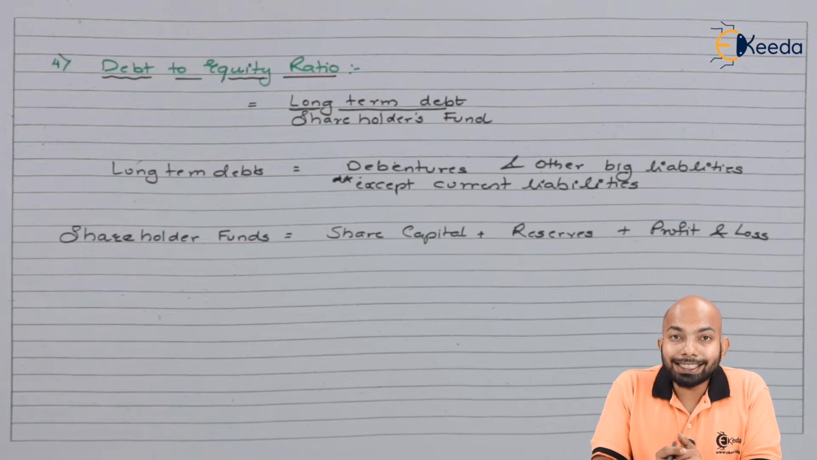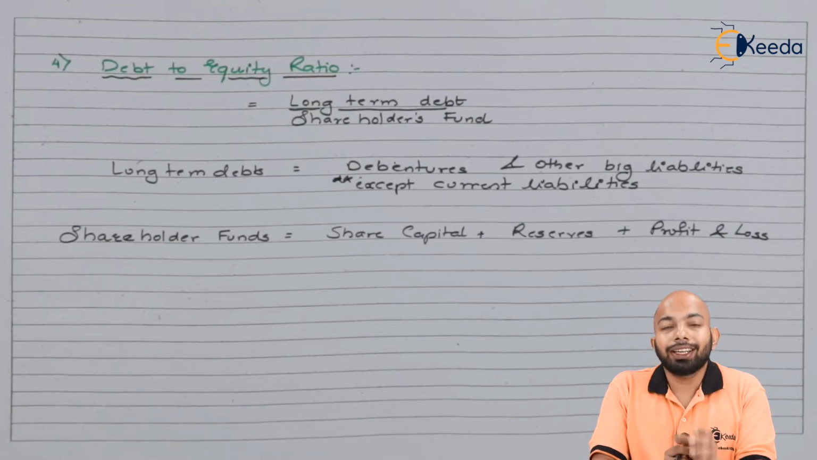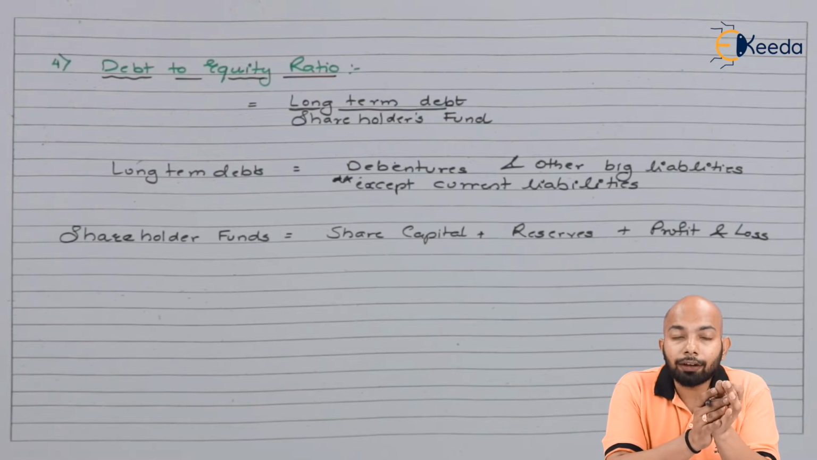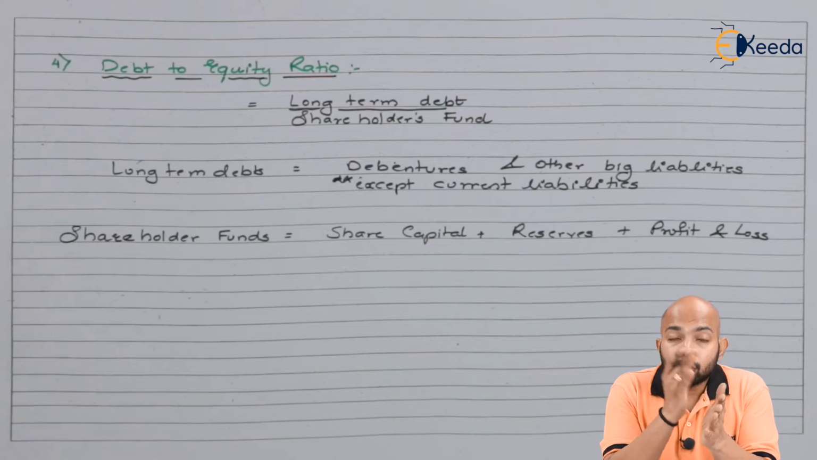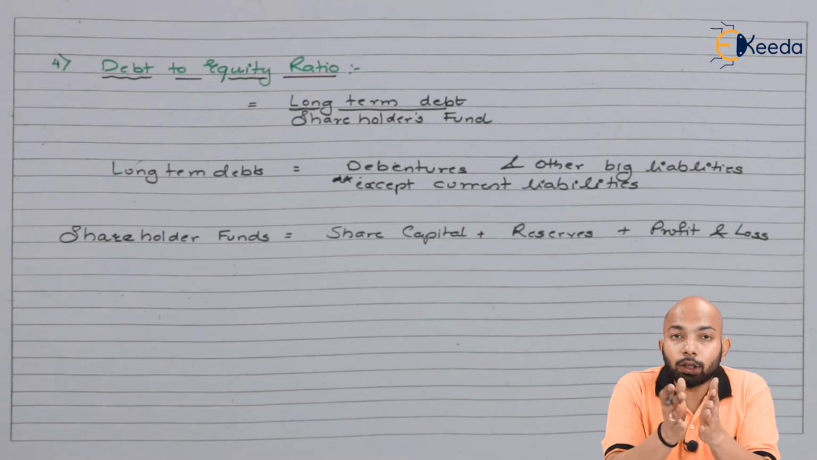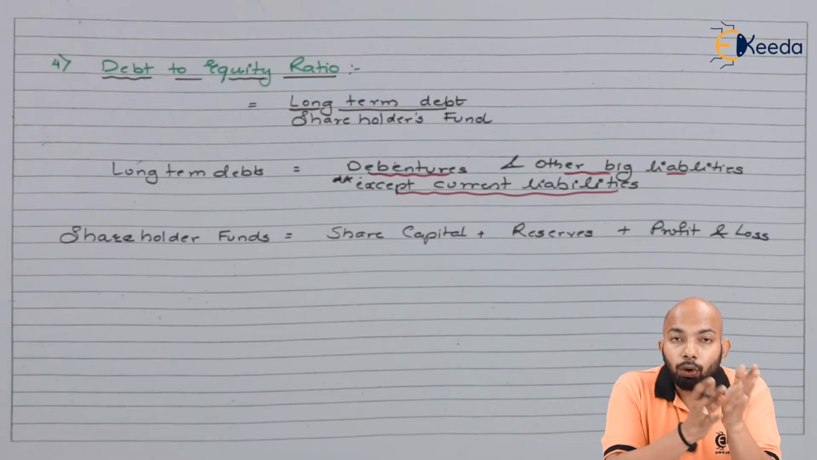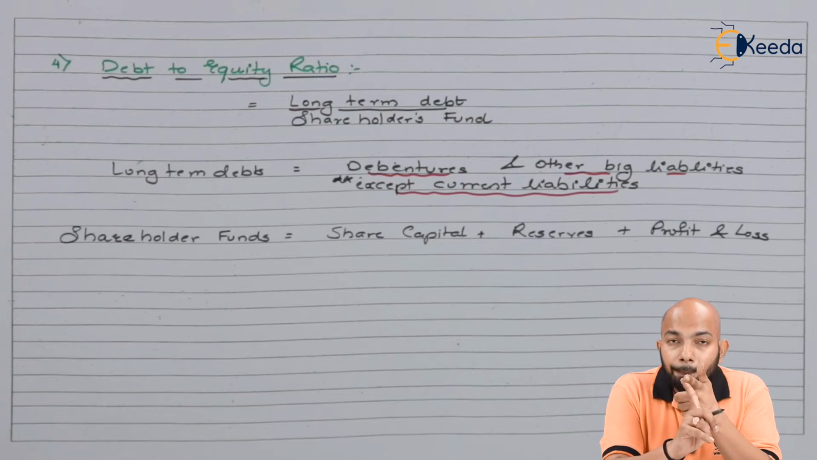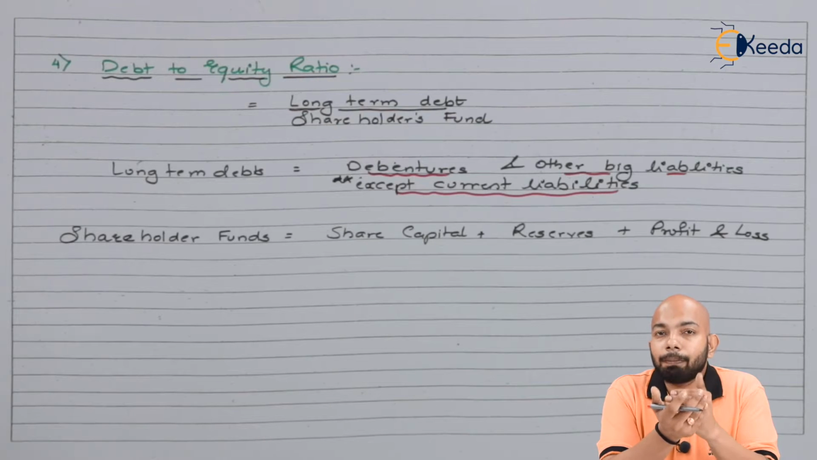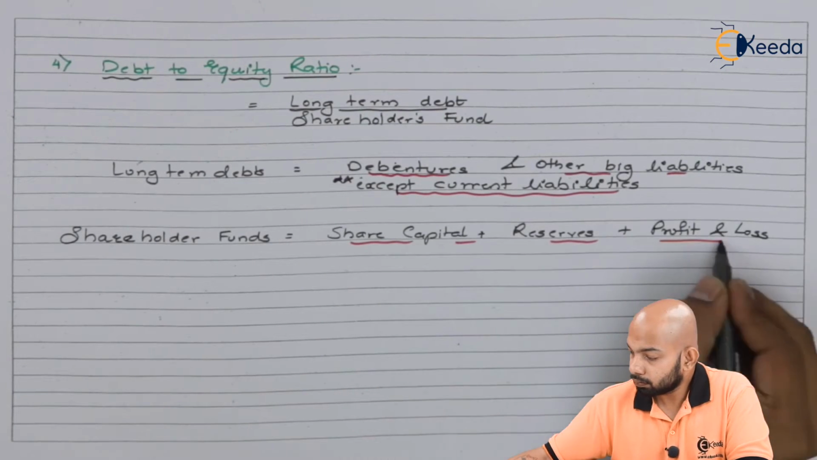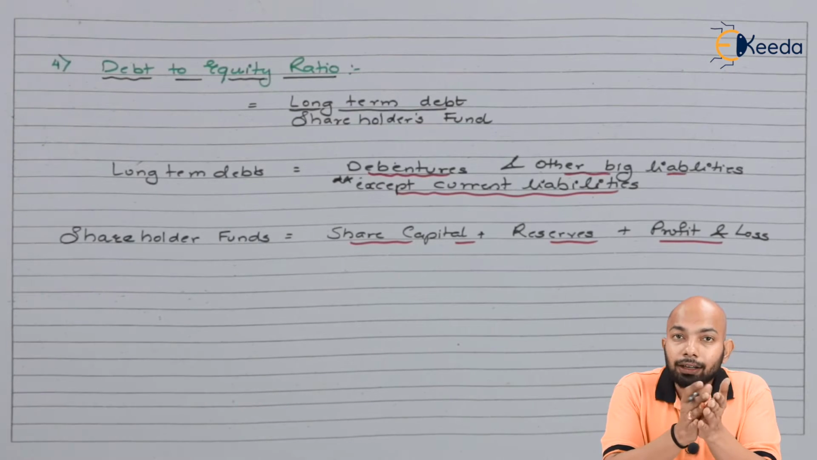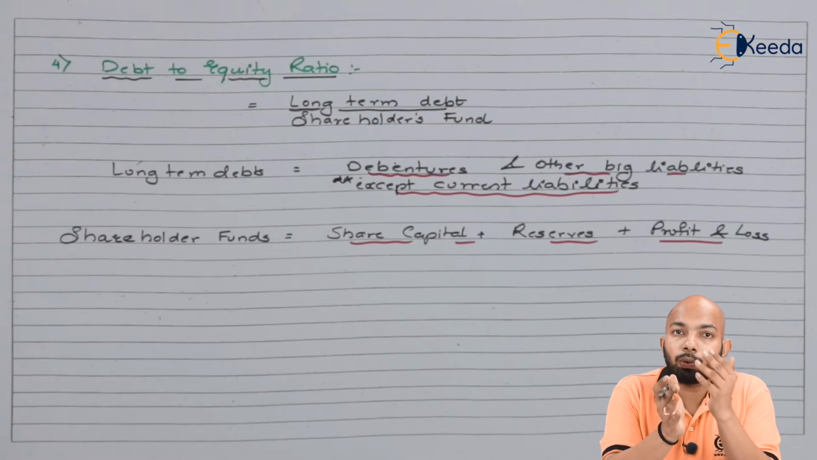Long-term debt basically talks about any kind of debt, any kind of loan that you have apart from the current liabilities. So exclude current liabilities. Apart from that, any kind of big liability that you have has to be taken into consideration. In this question, we have debentures. Similarly, shareholders fund includes the share capital, the reserves, and the profit and loss account. In the same question, we have these three parts as well. So let's calculate the total of all these items and figure out the ratio.